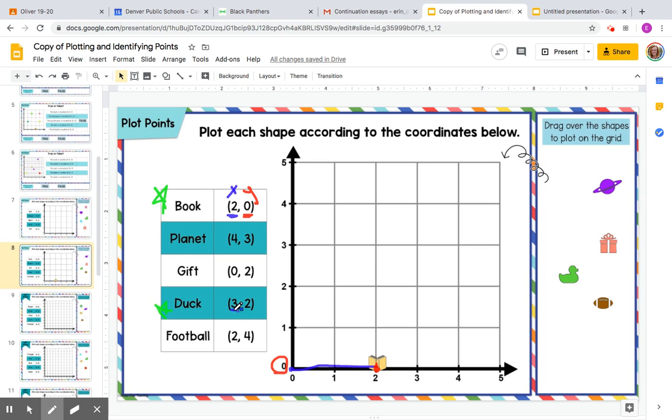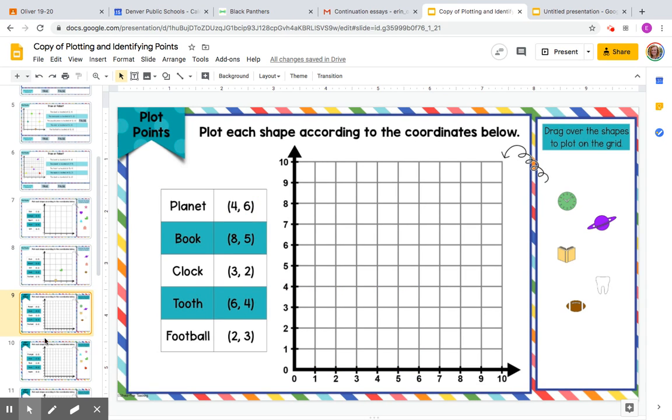Now let's try the duck. 3, 2. Start over here, go 1, 2, 3. Now I have to go up 2. 1, 2. Double check over. I'm correct. Gonna grab my duck and place him down. My duck is now at x equals 3, y equals 2.